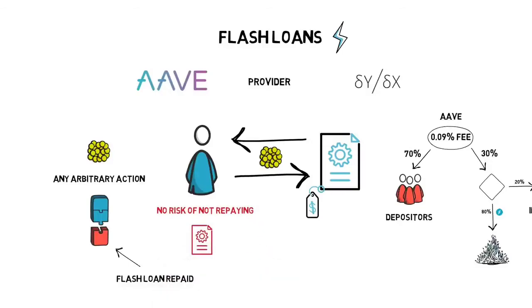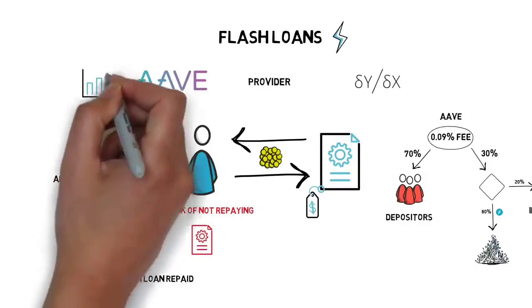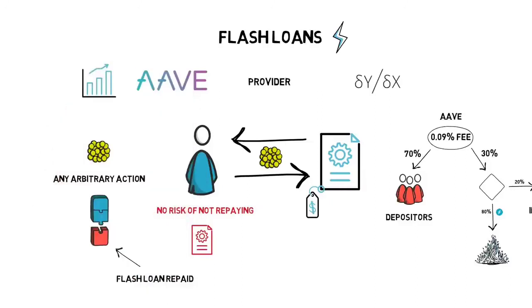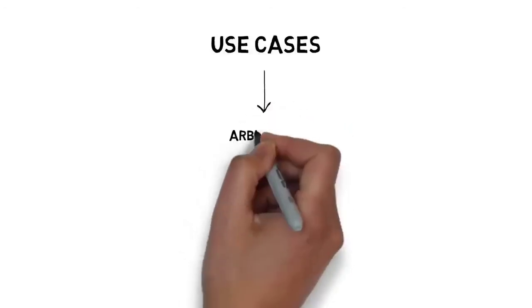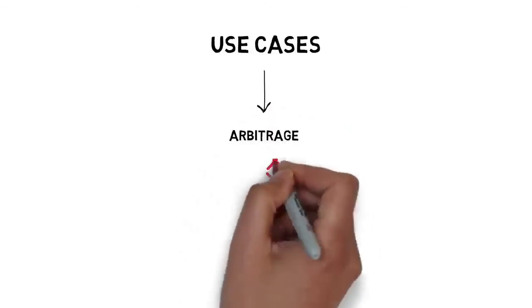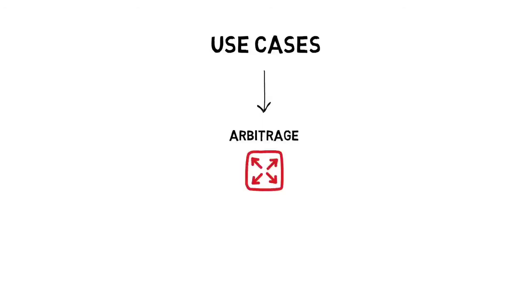Flash loans are becoming more and more popular, with some of the users borrowing as high as 14 million DAI on Aave. There are three most common use cases for flash loans. Arbitrage. Flash loans can magnify the profit of executing a successful arbitrage opportunity.